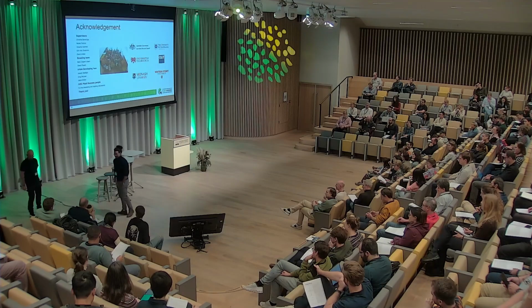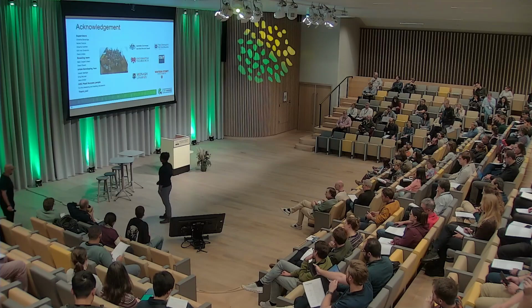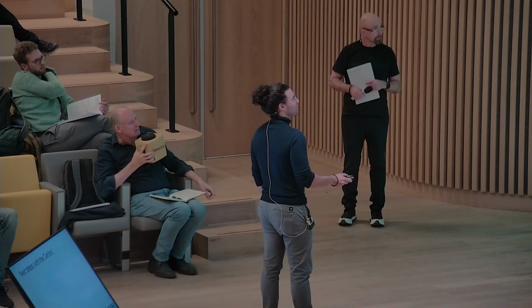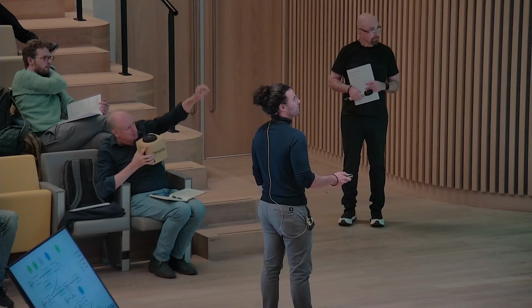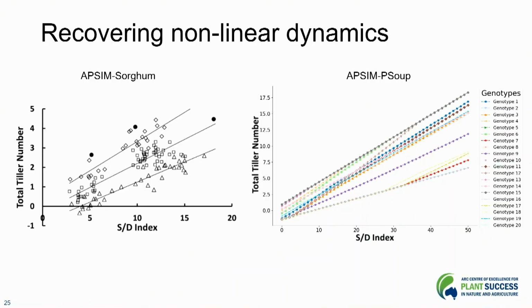Okay, Fred, you get your chance. It's a very simple question. I mean, you showed your PSoup number of tillers and the observed number of tillers. Can you bring that slide back? You were there already. This one. Yeah. So if you look at the axis, observed is about 5 as maximum, and you simulate about 18.